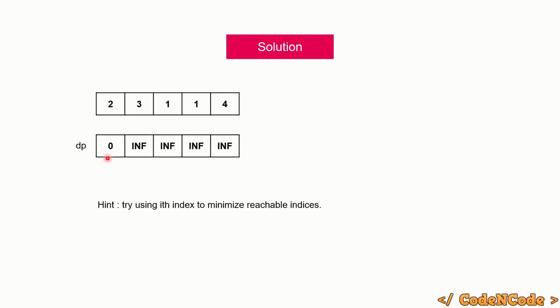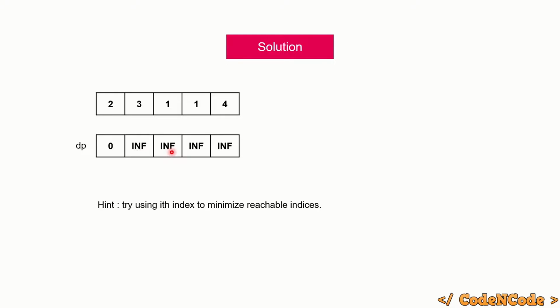Suppose you are at index I, okay, and the value is 2 at that index in the input. So this represents your reach. From here you can make 2 jumps. That means from index I, I plus 2 is your reach. So you will try to minimize those cells.